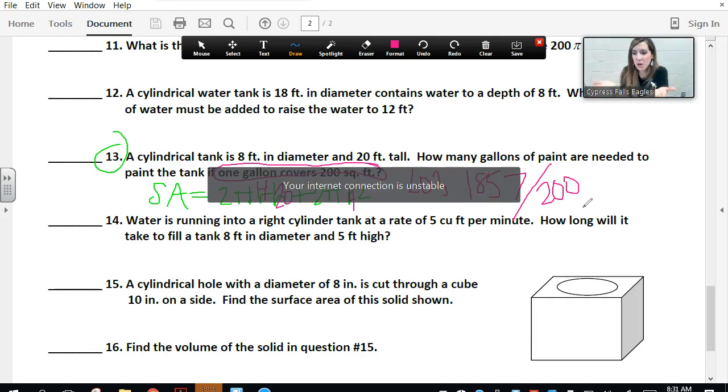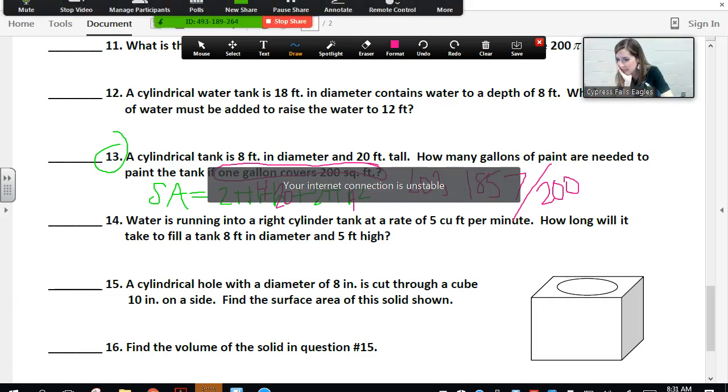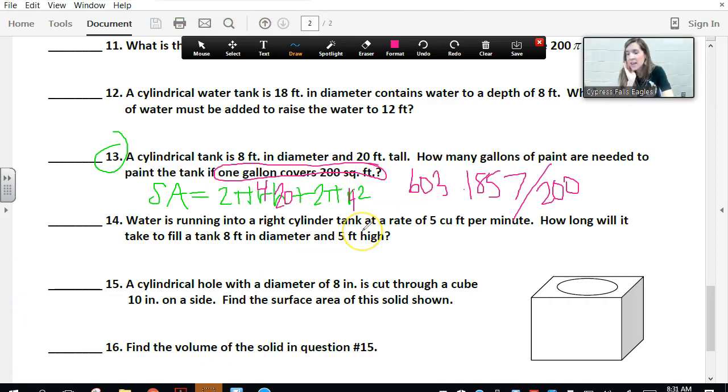30. Here's where I don't love this problem. Uh-oh, it says my internet connection's unstable. Here's the part that I don't love about this problem. You get like 3.0159. In the real world, you would probably buy 3 gallons and just make it stretch, like add oil or water to it if you had to. Come on, that's a big waste.